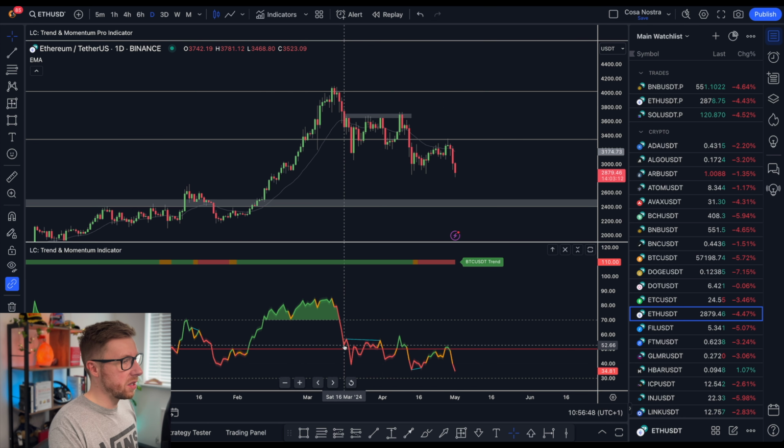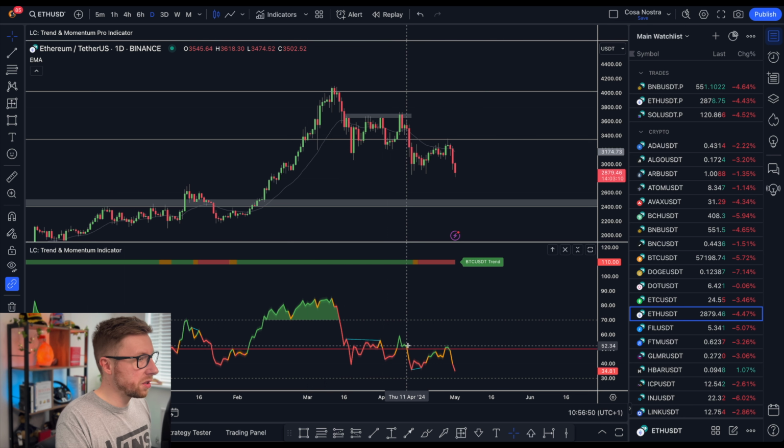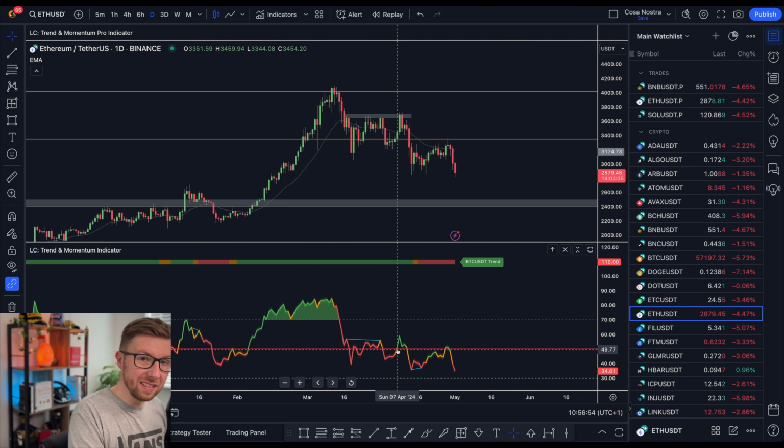Well, one, this is red. Two, divergences. And also, it's gone below that 50% mark a couple of times. It's looking pretty damn ugly, right? So there are all kinds of factors here.